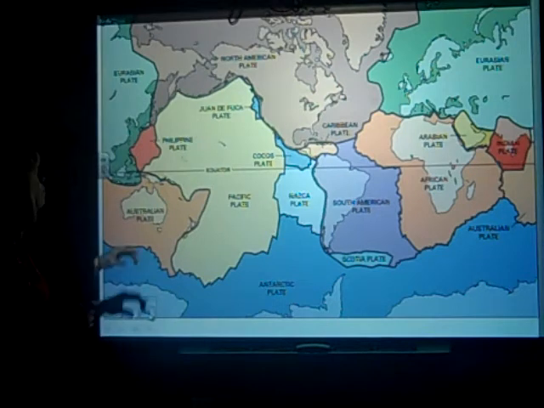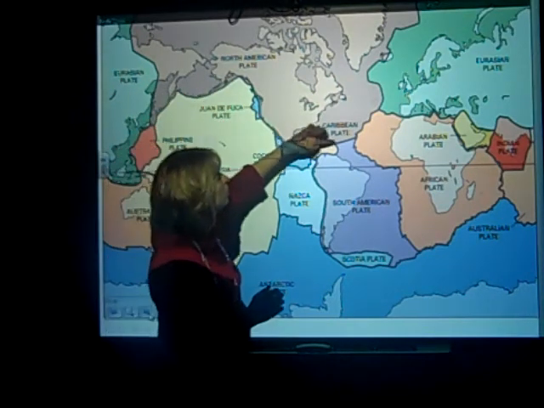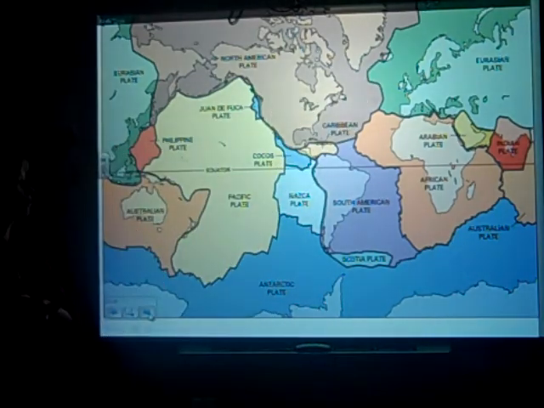Think of Earth's lithosphere, which is like saying crust, being made of sections or plates, kind of like a puzzle. Now you can see here, this is the North American plate. We're on a really big plate, and we're smack dab in the middle of it. We don't have much stuff going on.